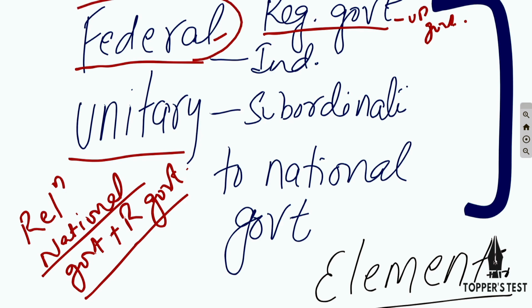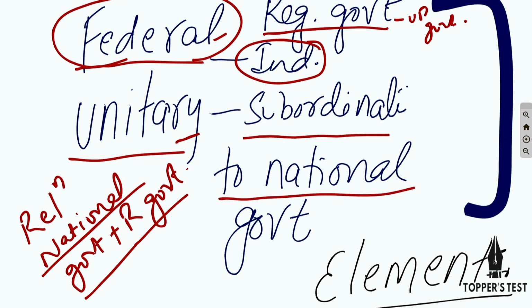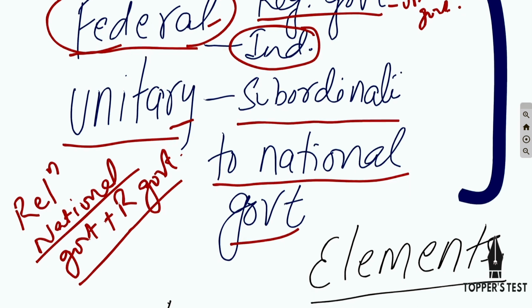So in a pure federal structure, regional government will be purely independent. There will be almost no control of the national or central government. In a unitary structure, the regional government will be subordinate to the national government.